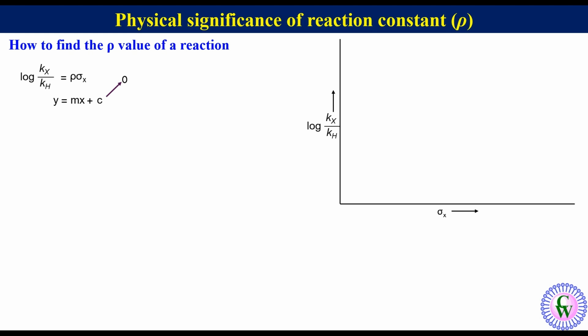Sigma x values are known from the dissociation constants in water of benzoic acid and different meta and para-substituted benzoic acids. To determine the rho value, determine the rate constant kh and the rate constant kx at least for 3 substituted esters. Plotting 3 different log kx upon kh values against 3 sigma x values will give 3 different points. Now draw a line passing through these points. The slope of this line is equal to tan theta, and that will be equal to rho.